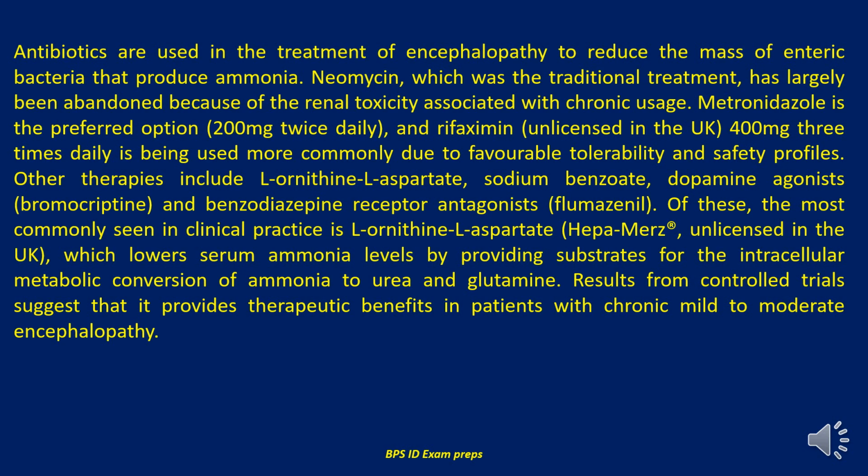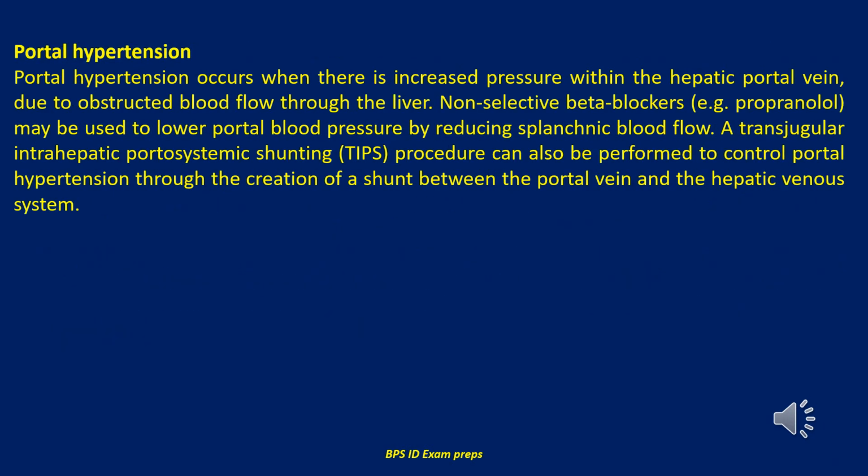Other therapies include L-ornithine L-aspartate, sodium benzoate, dopamine agonists, bromocriptine, and benzodiazepine receptor antagonists, like flumazenil. Of these, the most commonly seen in clinical practice is L-ornithine L-aspartate, HEPA-MERTS, unlicensed in the UK, which lowers serum ammonia levels by providing substrates for the intracellular metabolic conversion of ammonia to urea and glutamine. Results from controlled trials suggest that it provides therapeutic benefits in patients with chronic mild to moderate encephalopathy. Next we will discuss portal hypertension.